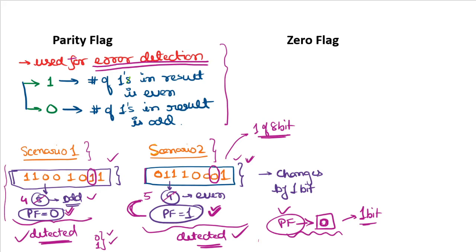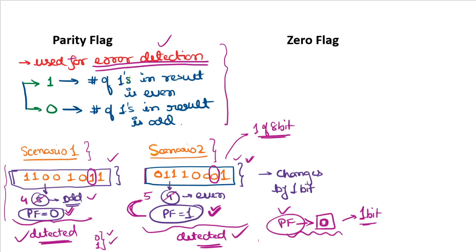But if both are getting changed, and they are getting changed in such a way that there is no discrepancy between these two, even after the changes, in that case we won't be able to do the error detection. Okay, so the probability of this happening is very low. Okay, so this is parity flag. So I hope I'm able to communicate parity flag.